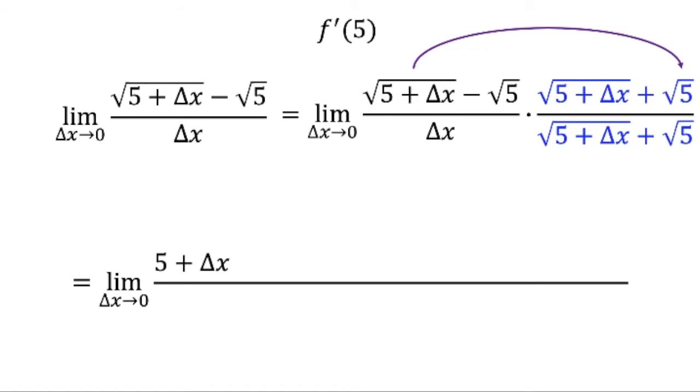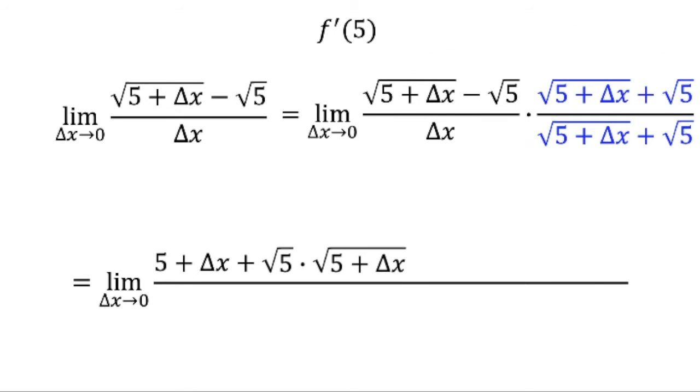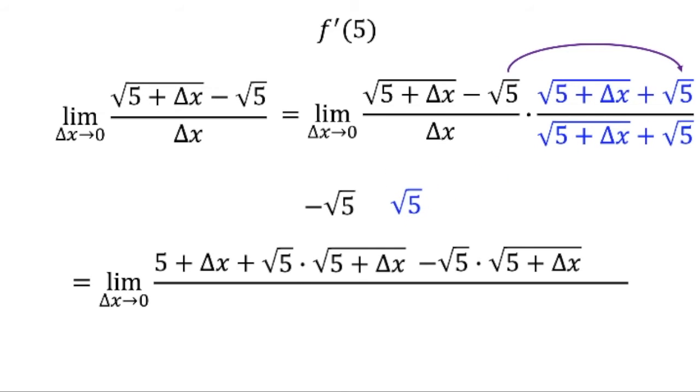When we multiply the first term in the first fraction with the second term in the second fraction, we're multiplying root 5 times root 5 plus delta x. There isn't a way to simplify this, so we just add it below. When we multiply the second term in the first fraction with the first term in the second fraction, we get the same thing as before, except this time we're subtracting the term. When we multiply the second terms, we have negative root 5 times root 5, which is equal to negative 5. And we'll include this below.